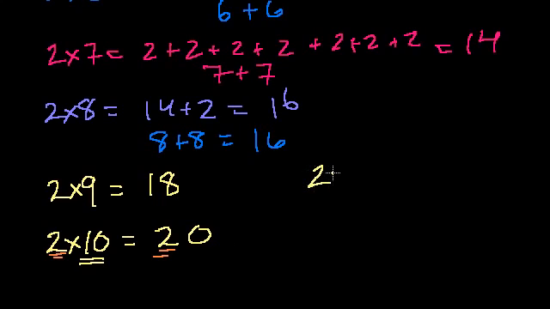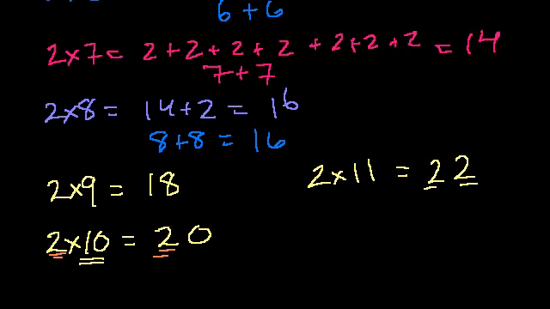Let's do 2 times 11. 2 times 11 is going to be 2 more than this right here. So it's going to be 22. Another interesting pattern. I have the number repeated twice, a 2 and a 2. Interesting. Something to watch out for as we look at other multiplication tables.